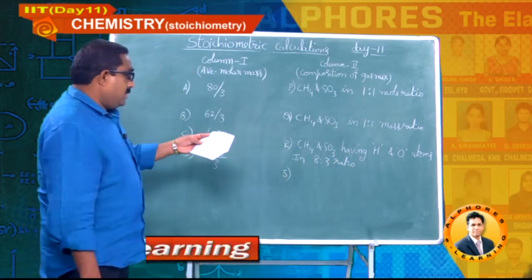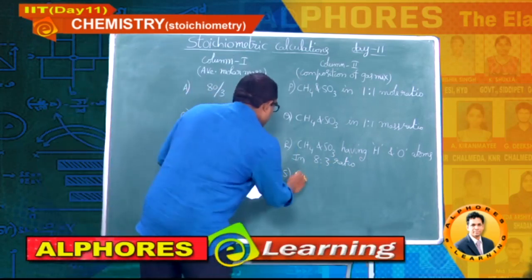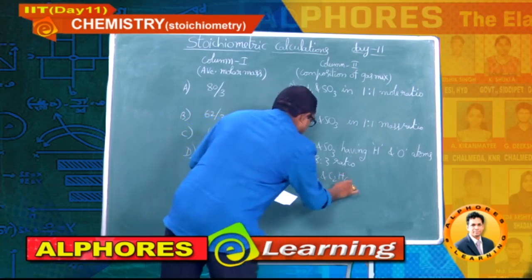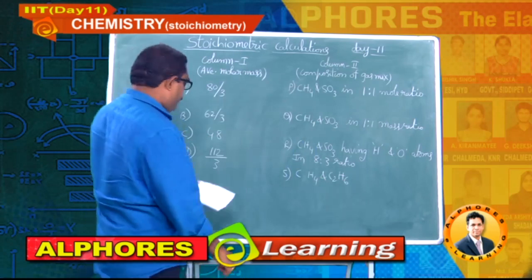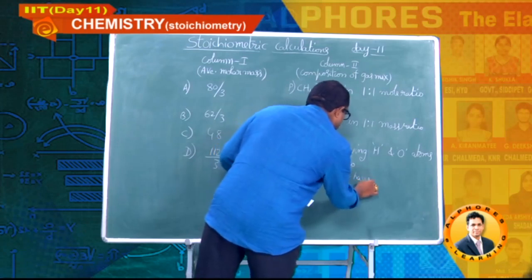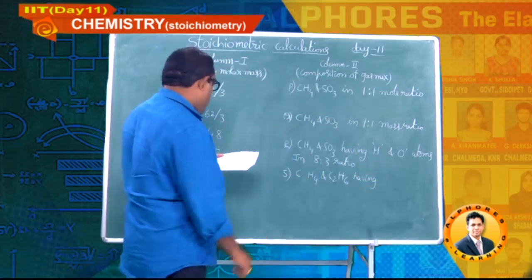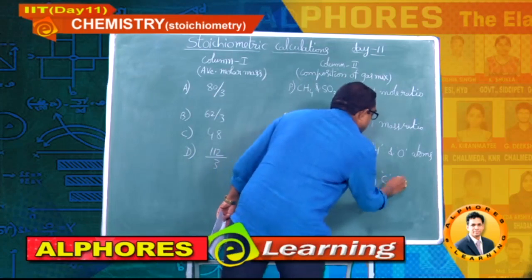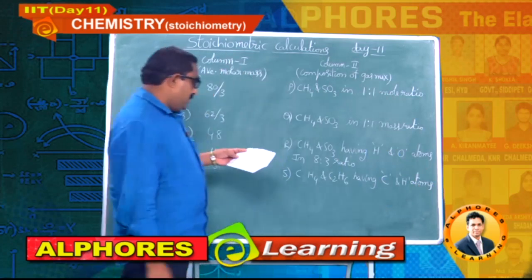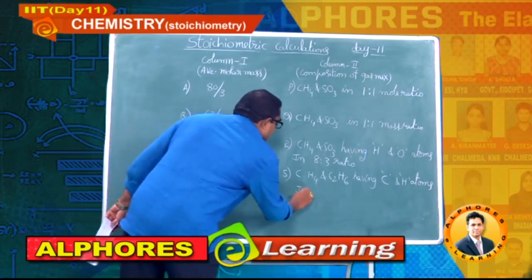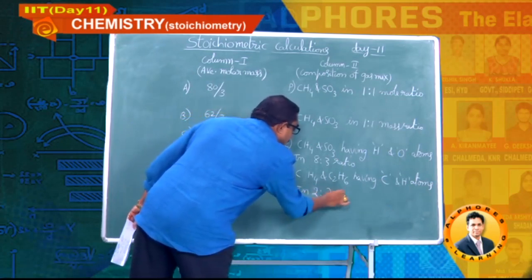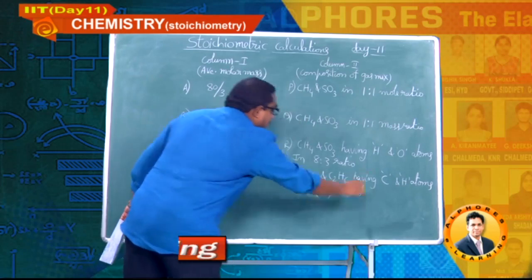S, methane and ethane, C2H6, having carbon and hydrogen atoms, in 2:7 ratio.